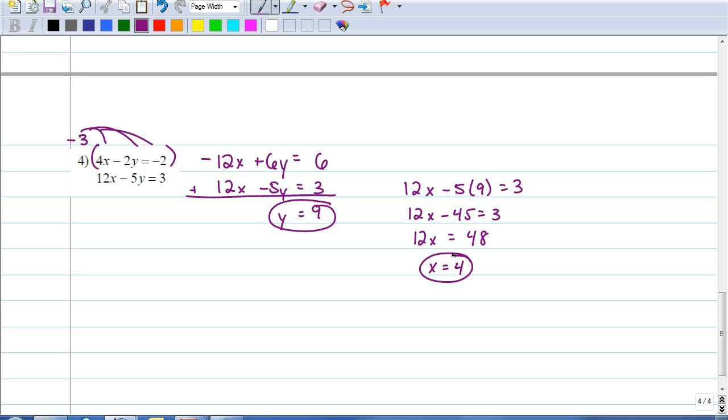So hopefully you have an idea now how to use elimination, and good luck on your assignment.